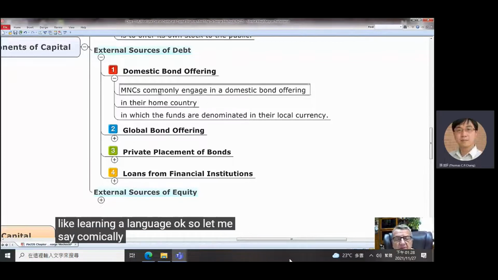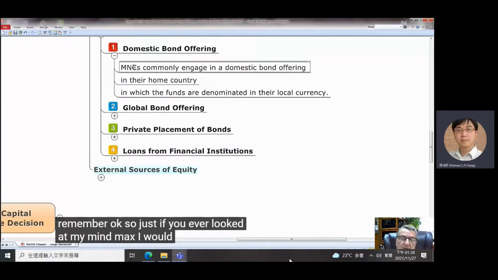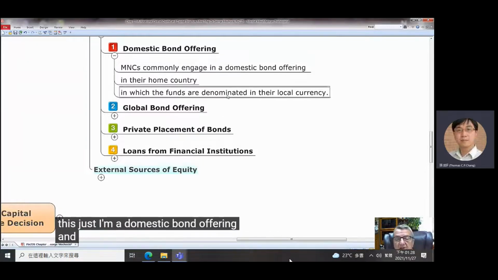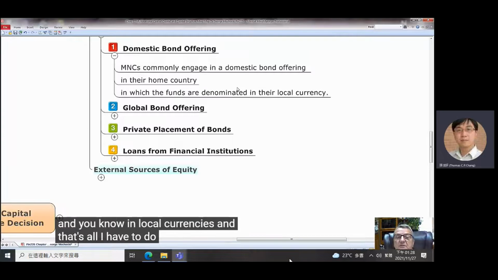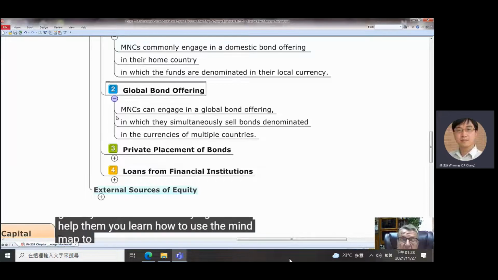So MNC commonly, all right, remember, I'm just doing this, and that's how I'm going to remember it. If you ever looked at my mind maps, I would have got rid of all this. It's domestic bond offering and local currencies, and that's all I have to do, and I will remember that. Okay, so now let's say global. I'm always trying to help you learn how to use the mind map to your advantage.